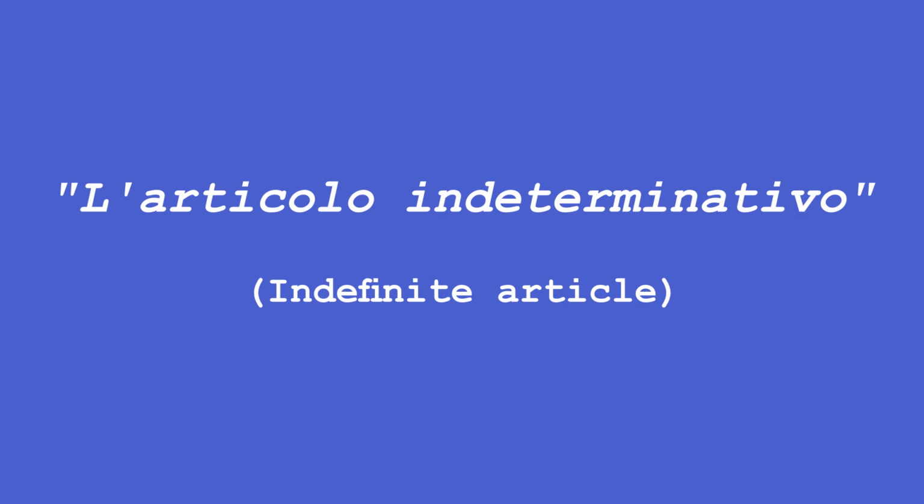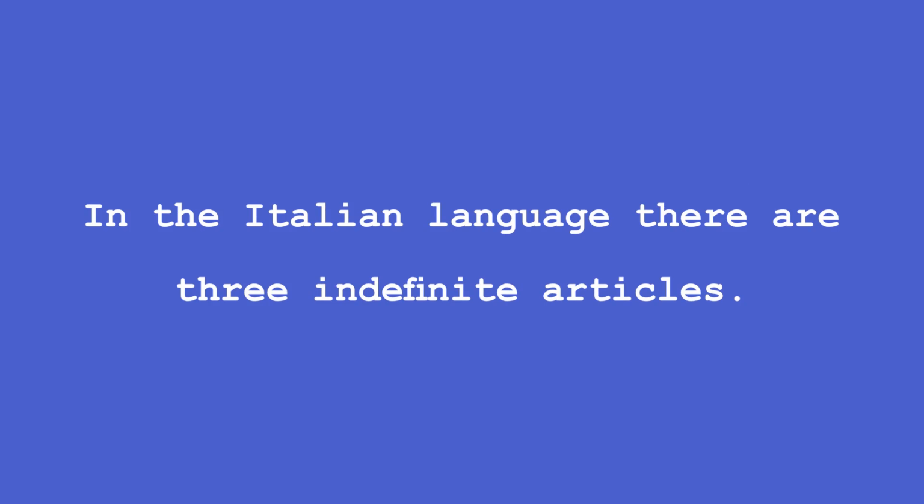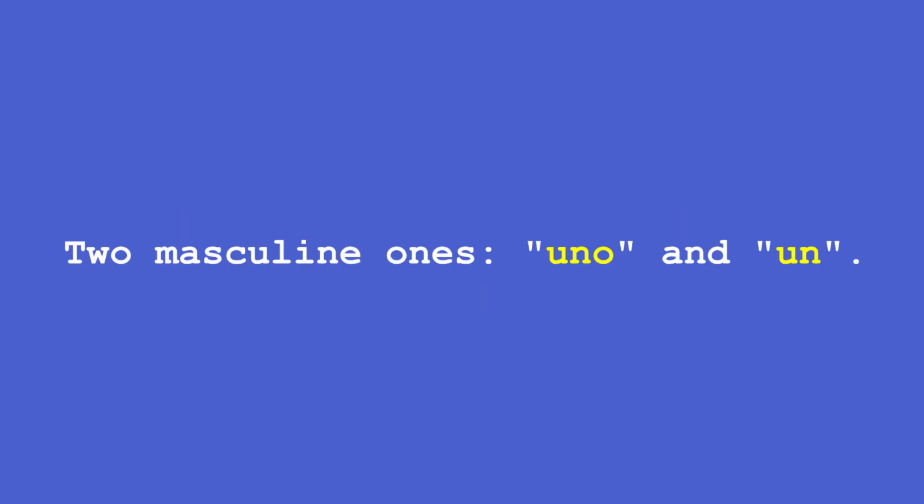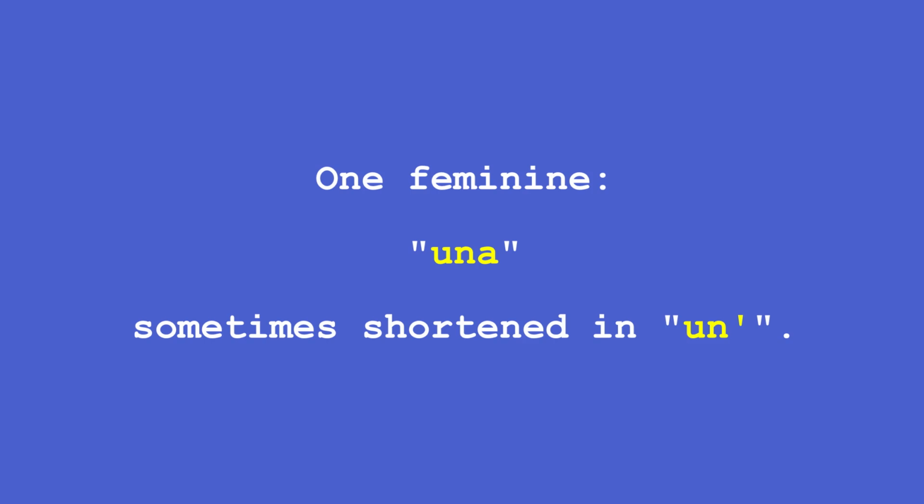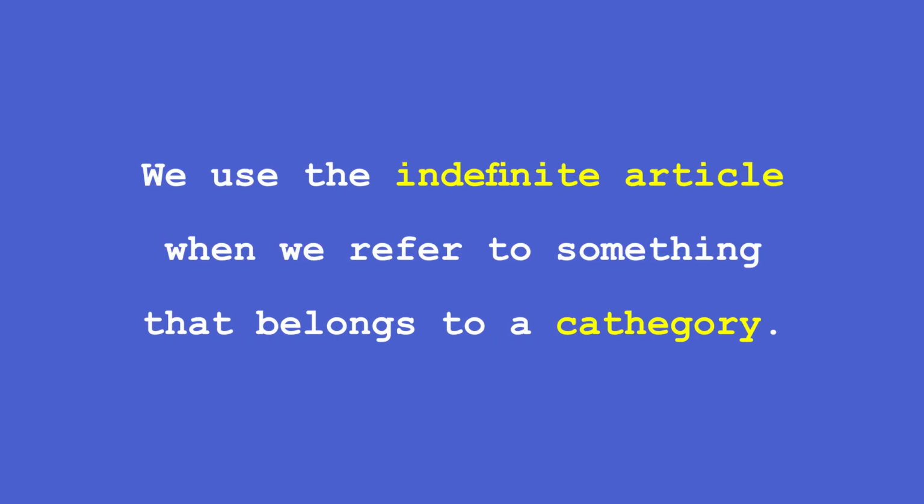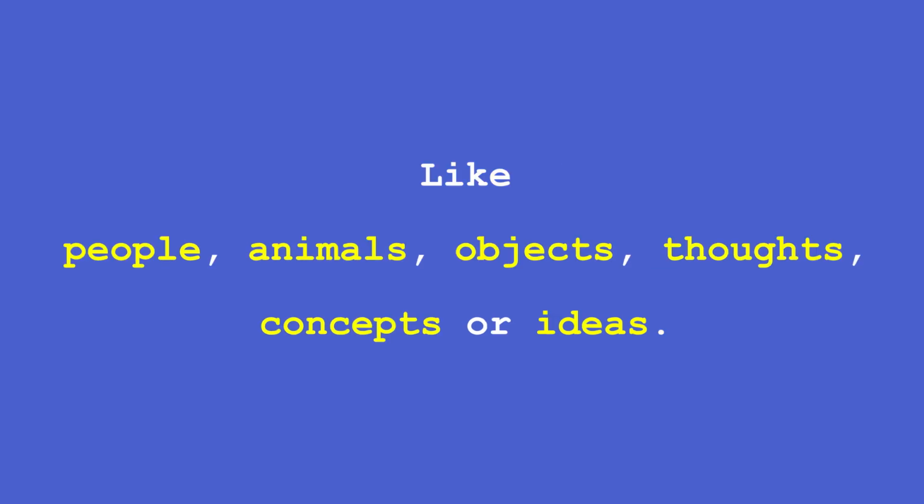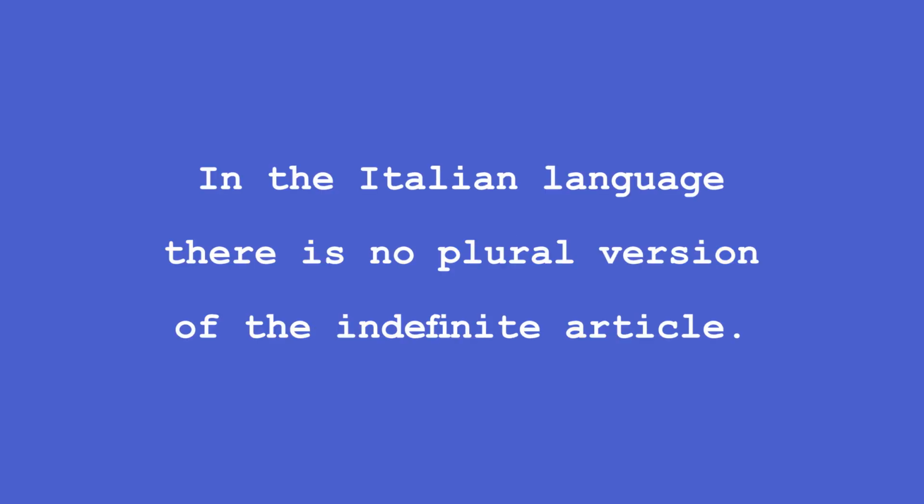L'articolo indeterminativo, Indefinite Article. In the Italian language, there are 3 indefinite articles, 2 masculine ones, uno and un, and 1 feminine, una, sometimes shortened in un' with apostrophe. We use the indefinite article when we refer to something that belongs to a category, like people, animals, objects, thoughts, concepts, or ideas. In the Italian language, there is no plural version of the indefinite article.